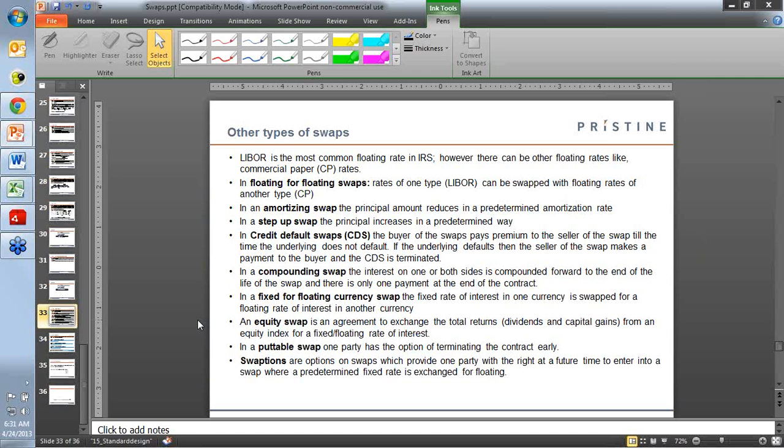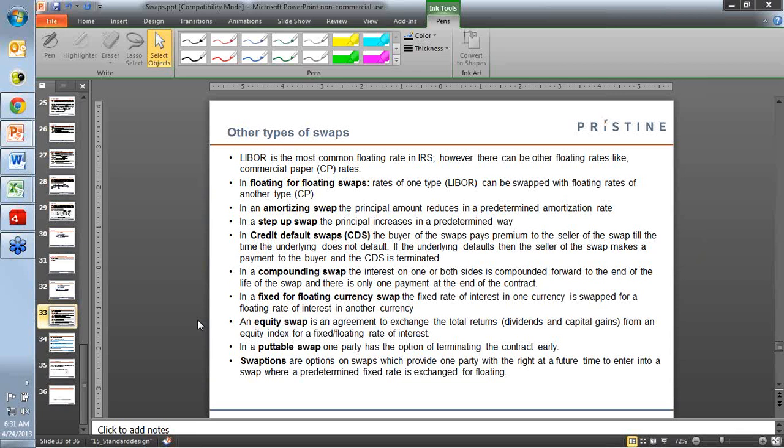Then you have a puttable swap where one party has the option of terminating the contract early. So again, as is usually the case in a puttable swap, the price of the swap would be higher for the party which has the option to be able to put the swap, that is terminate the contract early.